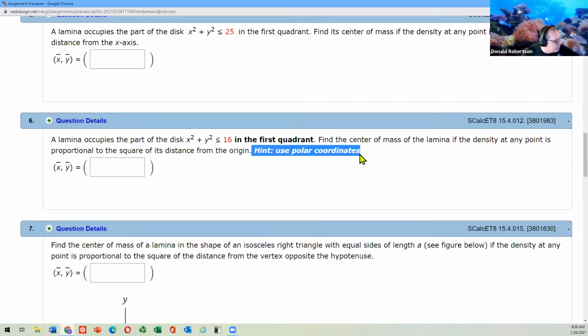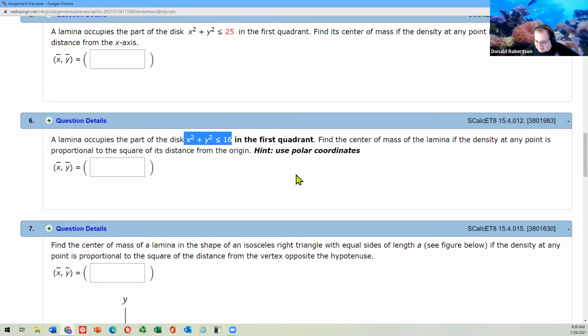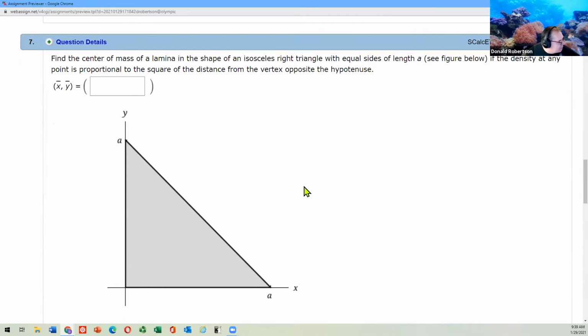Oh, hint, use polar coordinates. Come on. If I see that, I shouldn't need a hint. Would you agree? If you see D described that way, it's polar. But okay, it's nice that they told us. Right, here's a picture. Find the center of mass. Okay, so darn it, what am I going to do with that one? That's a good question. I'll put a little note to self.